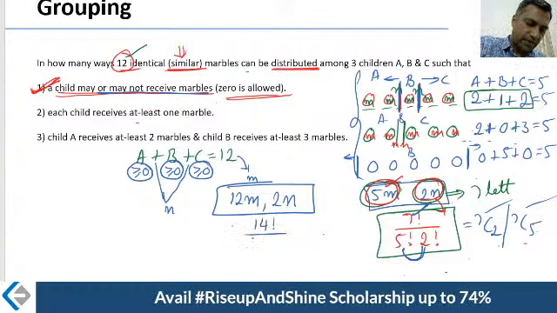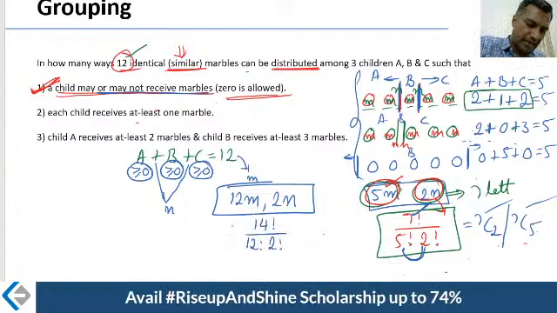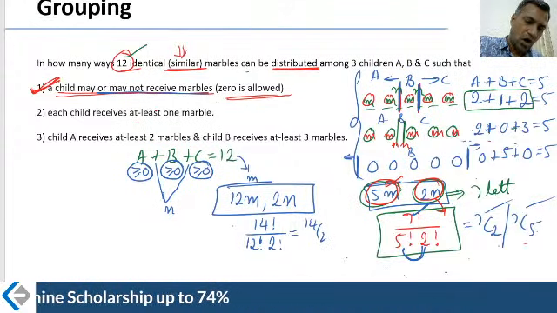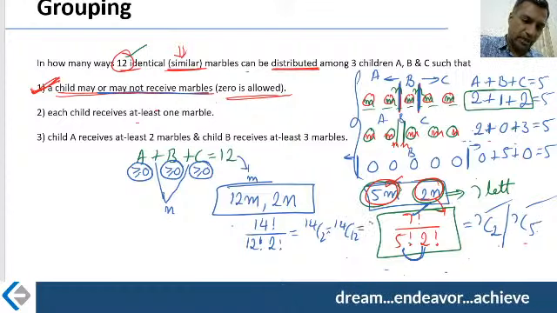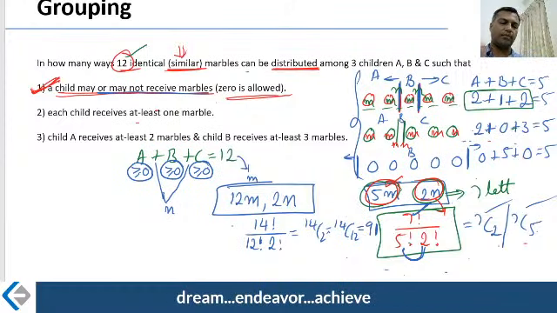So what is the answer therefore? 14 factorial divided by 12 factorial and 2 factorial. Therefore, you will say that the answer is nothing but 91. You can also write this as 14C2, no problem, or you can also write this as 14C12, no problem. The answer finally becomes 91. Which form you solve does not matter to me. This is the crux of the matter.